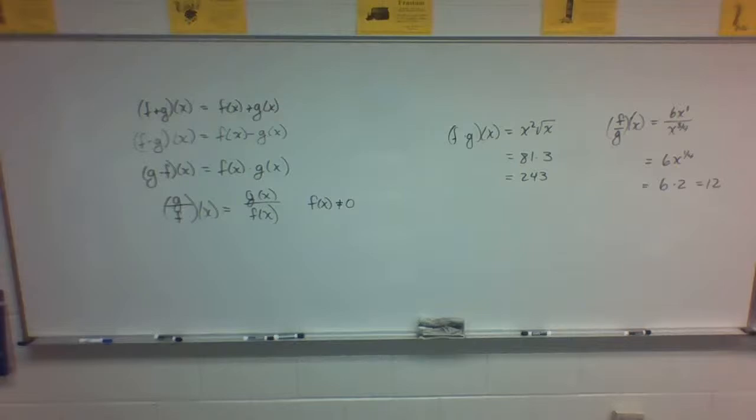Now, if they want you to do all 4 operations to the same 2 functions, like they're asking us to do here, you don't have to retype it every time. What you can do is go up until that's highlighted, hit enter, and edit it by going over to the plus sign and replacing it with a minus sign. Did you catch that?